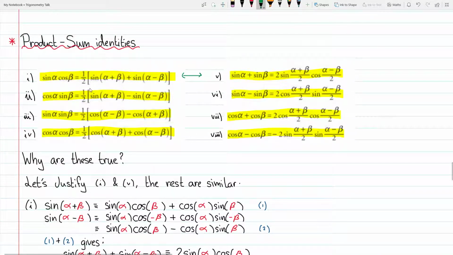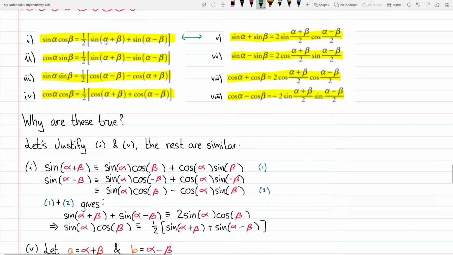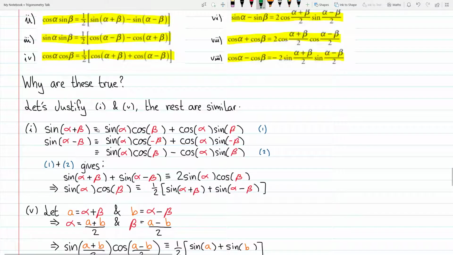So how do we justify this first one? Well, I see sine of alpha plus beta and sine of alpha minus beta, and we can apply the double angle formula. So this is just stating what the double angle formula is. Here we've applied the double angle formula, noting that cosine is an even function, so we can just ignore that negative. Sine is an odd function, so we have to pull out the negative to the front. And so we get this expression.